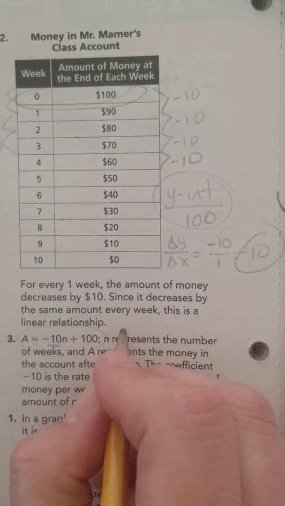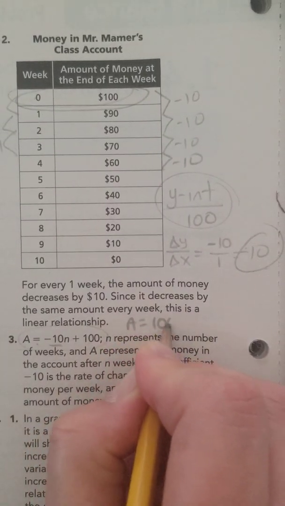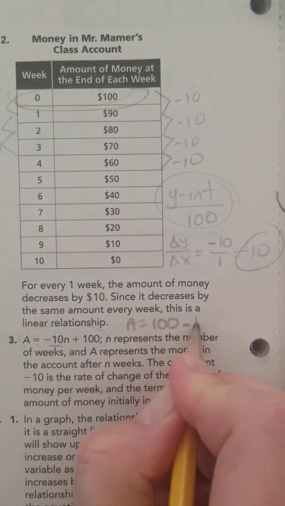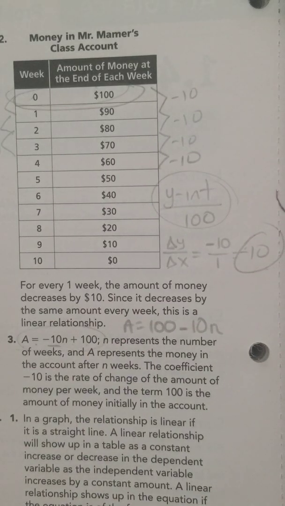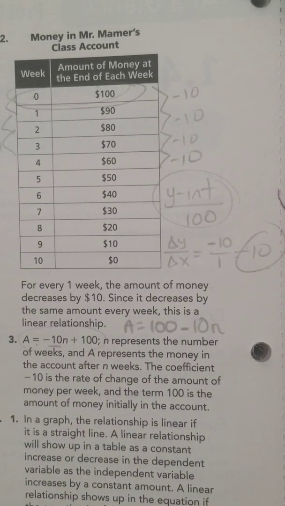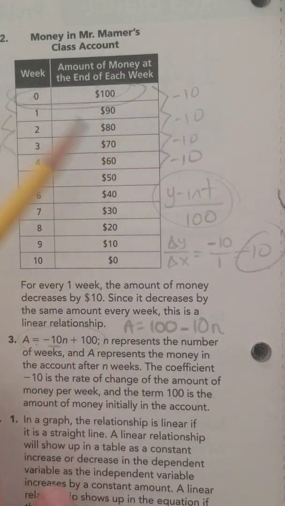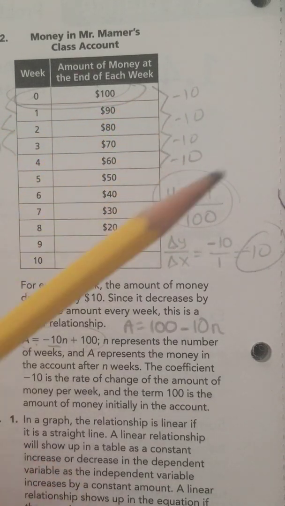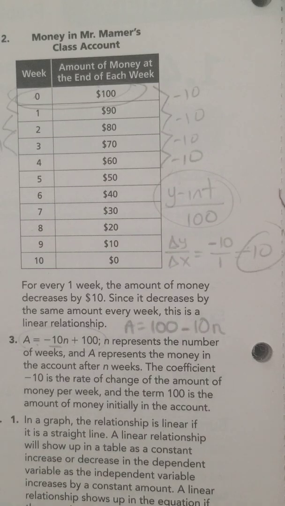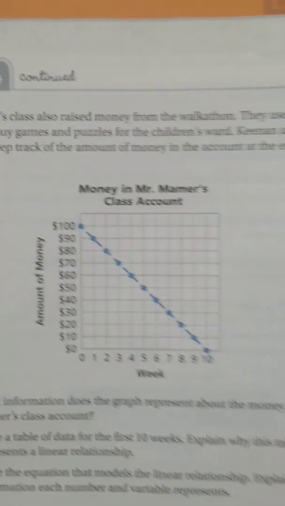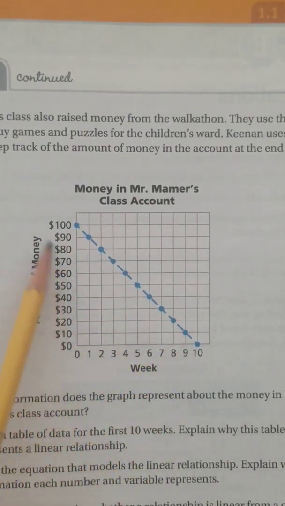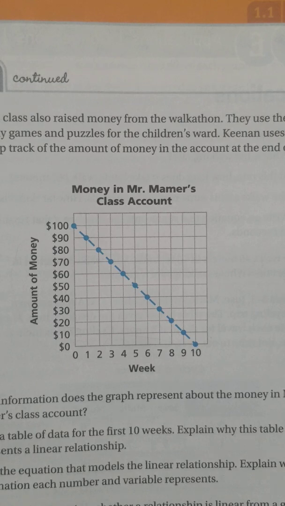Another way you could write this is A is equal to the $100 in the account minus 10 times the number of weeks. Those are two different ways that you can do it. These are both linear relationships as well. So A and B, we know B is linear because we're seeing that constant rate of change in the data table. And then we also see in the graph that we create a straight line. So as long as our scale looks good, we see that the line looks good as well.